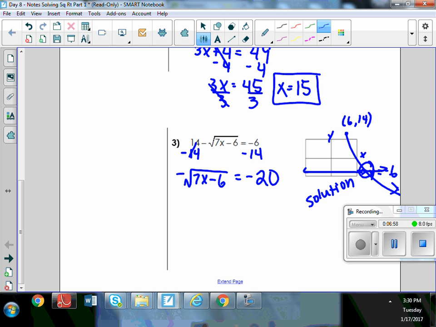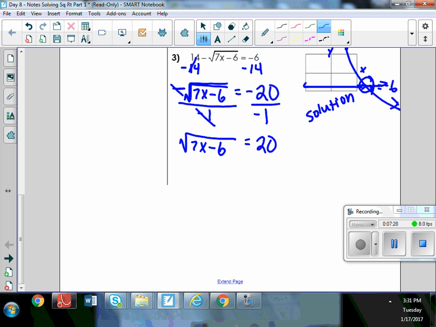Okay, so it kind of looks like no solution right there. But I have a negative sign in the front. So I have to get rid of that, because the square root symbol isn't isolated yet because of that negative sign. So how do you get rid of a negative? Divide by -1. Good. It's kind of like an implied -1. We divide by -1. It cancels out. And so now on this side I have 20. So it's good. It's positive. So I can keep working it.